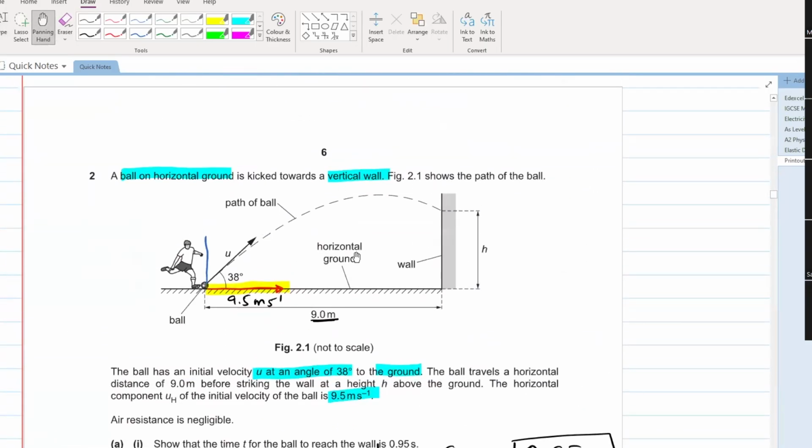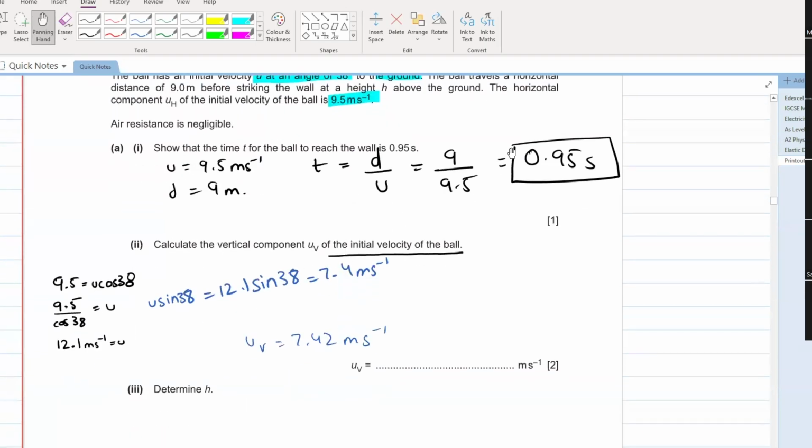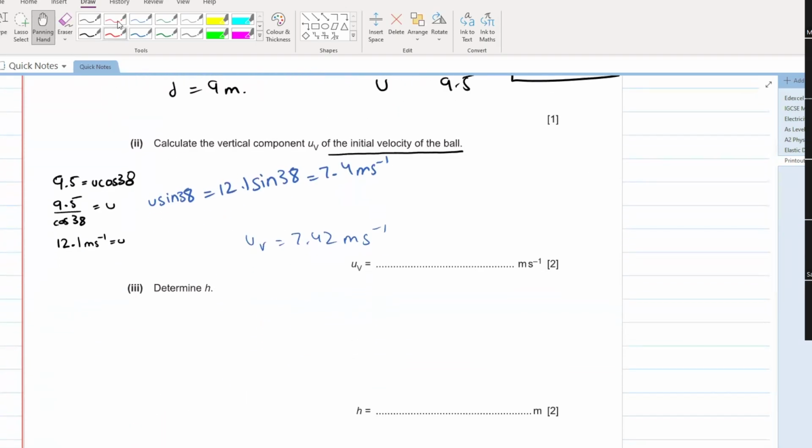If you analyze, what is the time taken to reach the highest point? The time taken to reach the highest point is 0.95 seconds. Perfect. So let's write this here. The time is 0.95 seconds. The initial vertical velocity is what? 7.42 m s^-1.